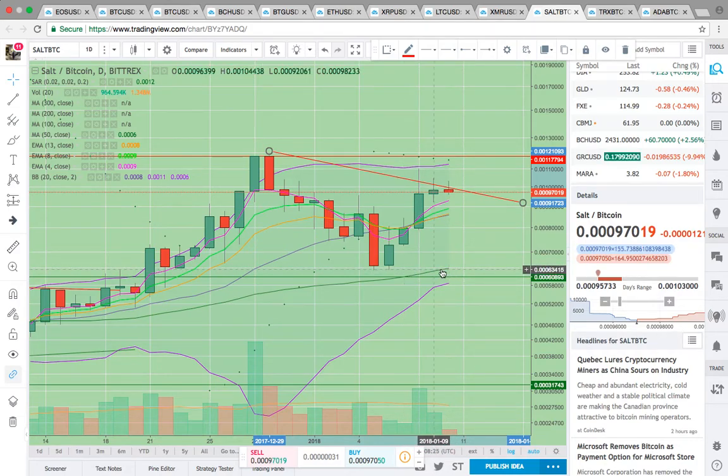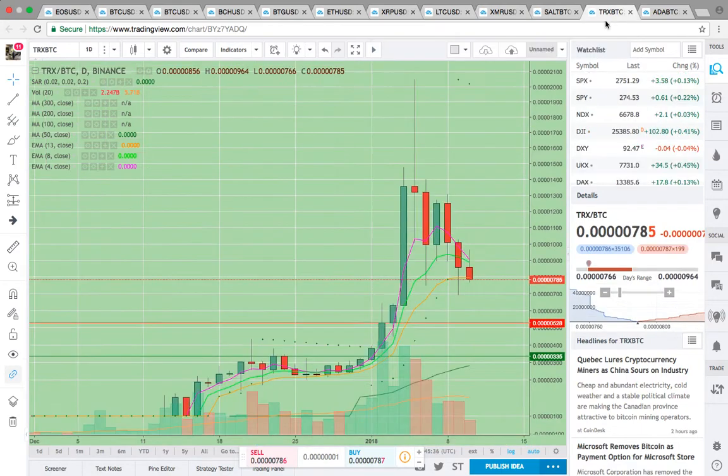The 50-day simple moving average is down here at 6. So above 10, and then you have 12. Break above 12, and then that signals it's back on track to keep breaking out higher. So keep an eye on SALT. It has a lot of upside potential, but you have to follow the charts.